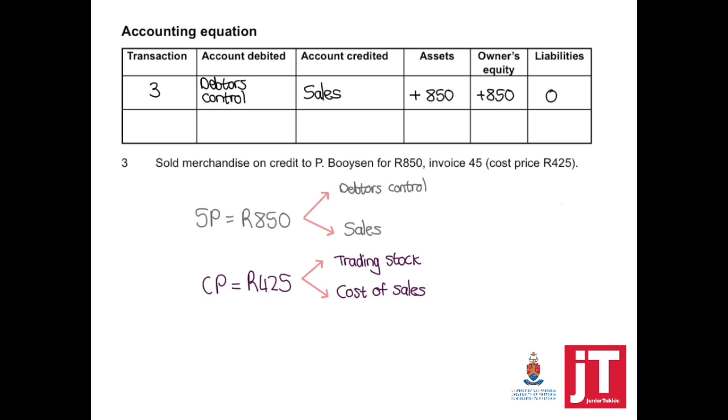So if we take this now and we look at what will happen if we're selling goods, trading stock, our assets will decrease on the credit side. If it's easier for you to start with cost of sales, think about it. Cost of sales is an expense which will be debited when goods are sold on credit. So cost of sales debited, trading stock credited. Cost of sales is regarded as an expense which will now have a negative effect on the owner's equity. Nothing happened with your liabilities.